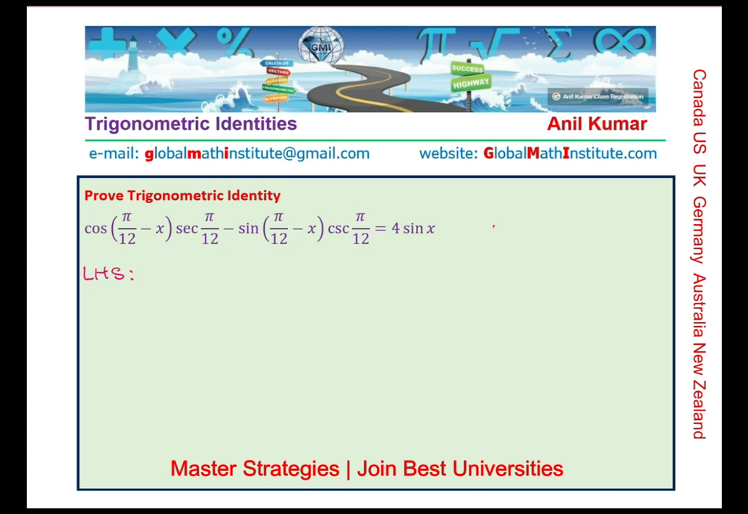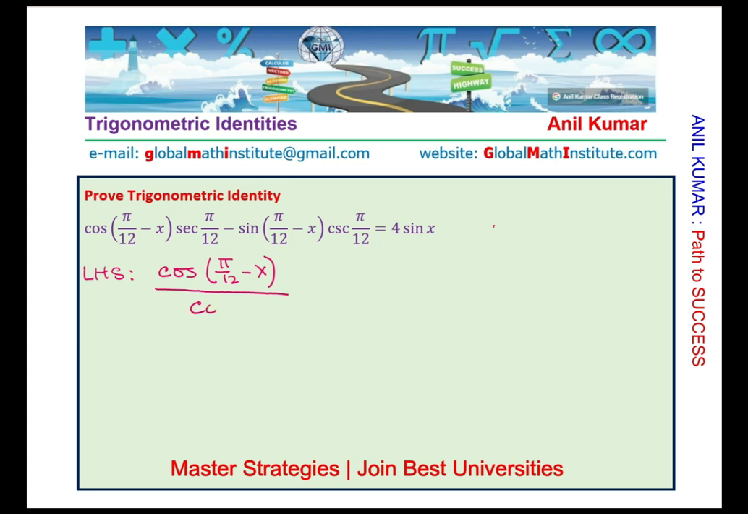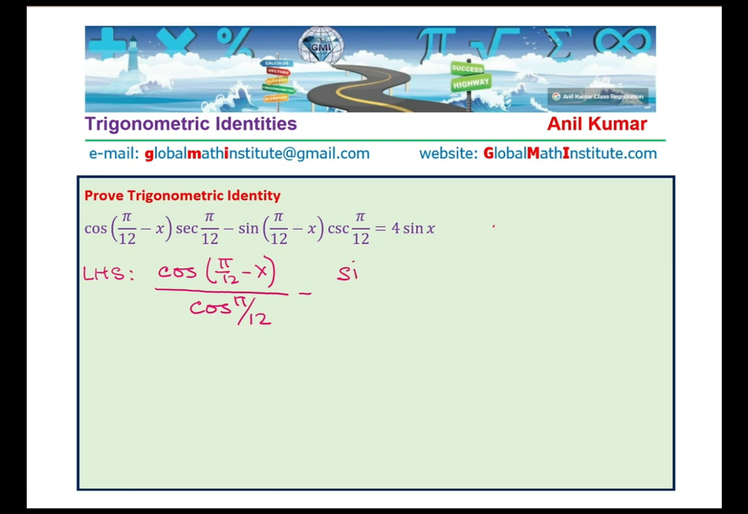We can rewrite secant as 1 over cosine. So what we get here is cos of pi by 12 minus x over cos of pi by 12, minus sine of pi by 12 minus x over sine of pi by 12, since cosecant is 1 over sine. Now let's take a common denominator of sine pi by 12 and cos pi by 12.